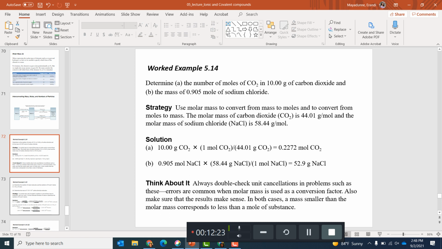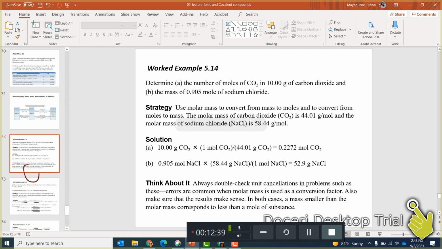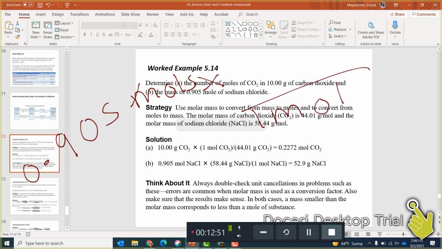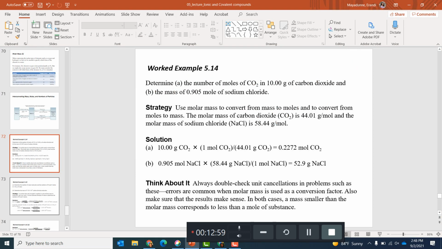What is the mass of 0.905 moles of sodium chloride? You have the number of moles. In order to convert to mass, you multiply by molar mass. So 0.905 moles, and then you take 1 mole multiplied by the molar mass of sodium chloride, which is 58.44 grams. So then you have the answer.